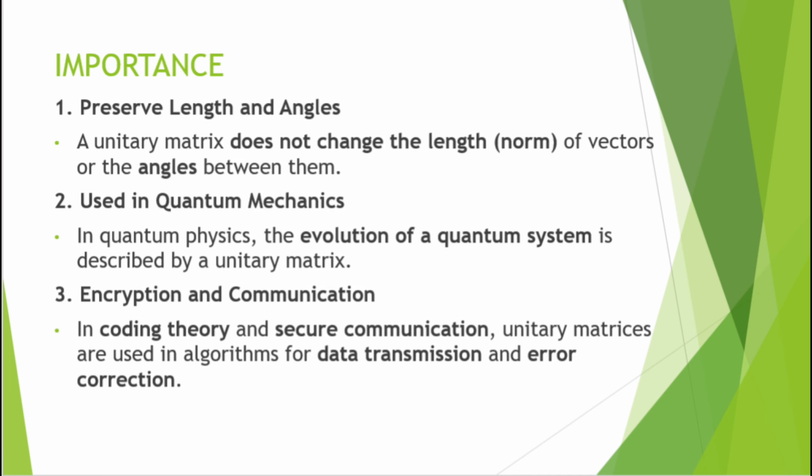So now let's discuss the importance of unitary matrix. There are various reasons why unitary matrix is important in quantum physics, some of which are: first, to preserve the length and angles. A unitary matrix does not change the length of the vectors or the angles which are present between them. Therefore, it is very useful to preserve the length and the angles. Second, it is used in quantum mechanics, as the evolution of quantum system is described by a unitary matrix. Third, for the encryption and the communication. Unitary matrices are also used in algorithms for data transmission and error correction.